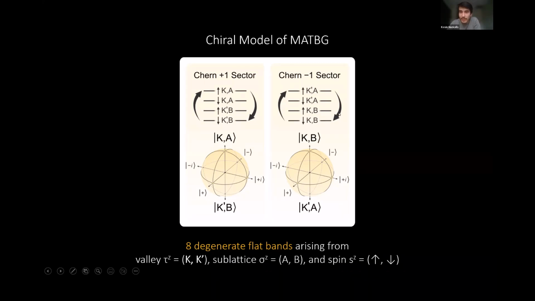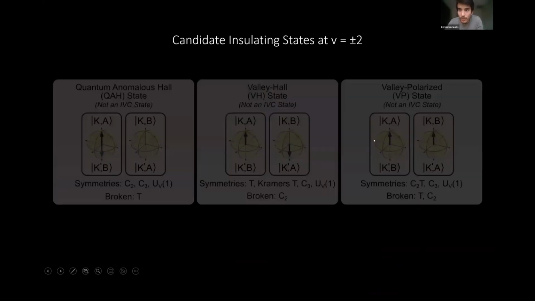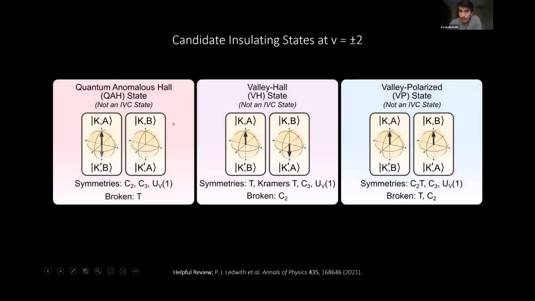So the name of the game is to start with some sort of toy model like this, and then at nu equals plus or minus 2, we need to fill 2 of the 4 given degrees of freedom in order to produce an insulating phase. So these are effectively generalized Chern ferromagnets. These are Chern bands that we're filling, and we're going to fill a subset of these bands.